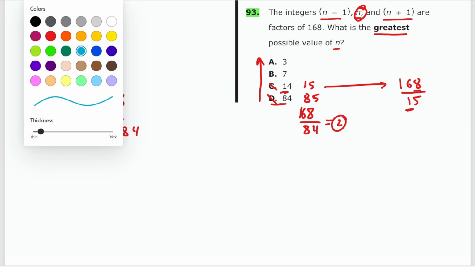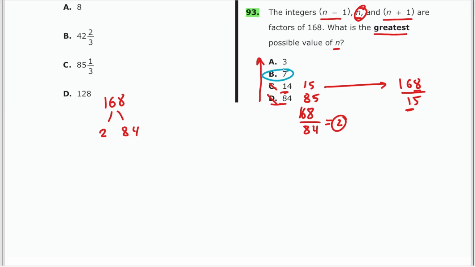Now let me change the color, make it less messy. So for B, right? So B, let's do it here. Since n is equal to 7, n minus 1 is going to be equal to 6. N plus 1 is going to be equal to 8. So now the question is, can we see how 168 is divisible by 6, 7, 8? So let's go really quickly. So 6, right? That is 120 plus 48 over 6.